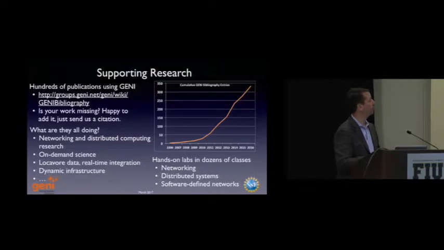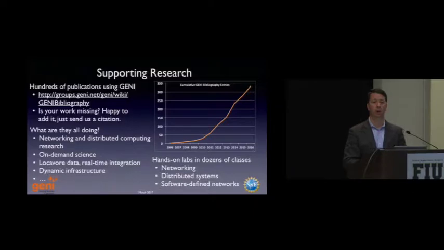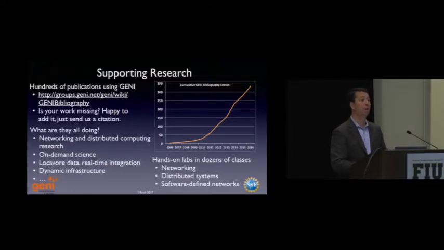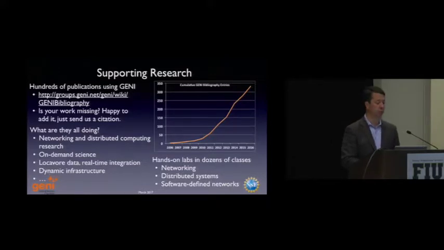There are somewhat over 330 published papers in the GENI bibliography. I'm sure some are missing because these are only the ones that people tell me about or that I managed to find out of coincidence. If yours is missing, please let me know, and we'll make sure it gets in there.